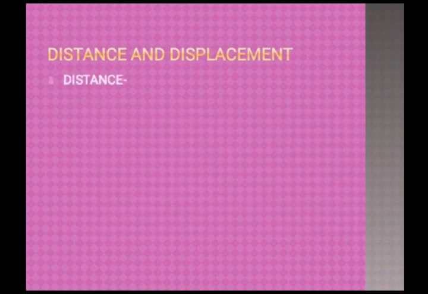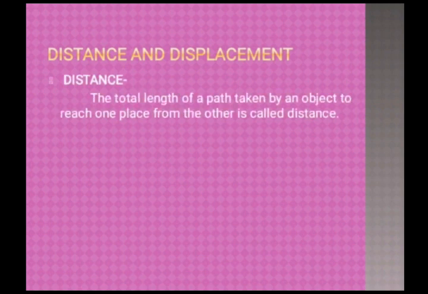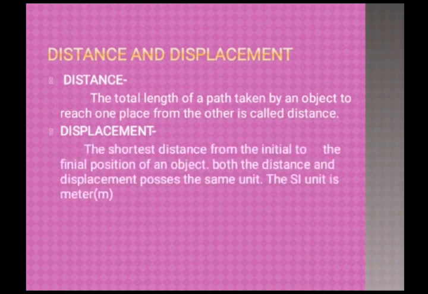First one, distance. The total length of path taken by an object to reach one place from the other is called distance. Then another one, displacement. The shortest distance from the initial to the final position of an object. Both the distance and displacement possess the same unit. The SI unit is meter.